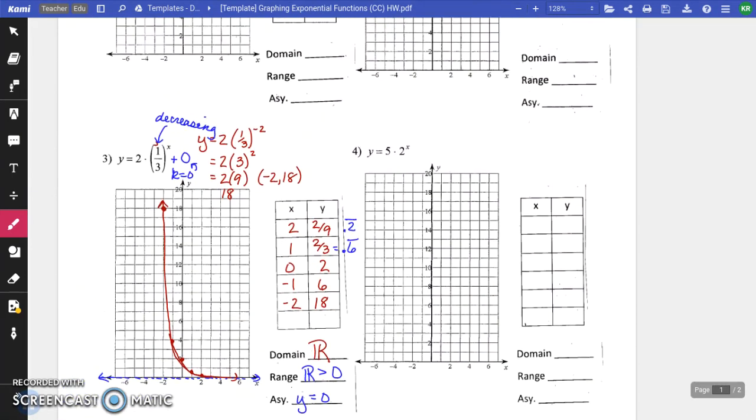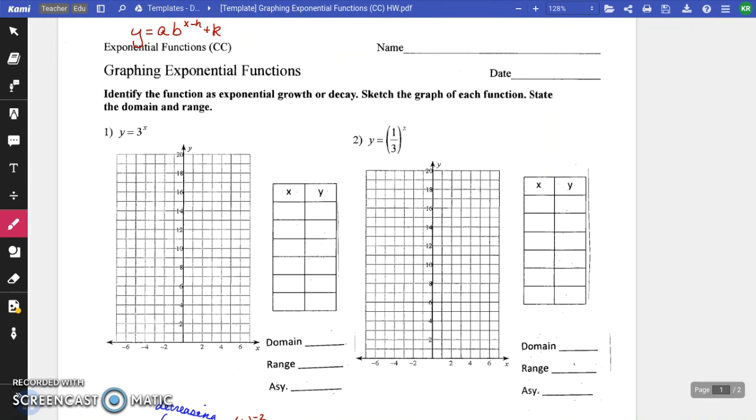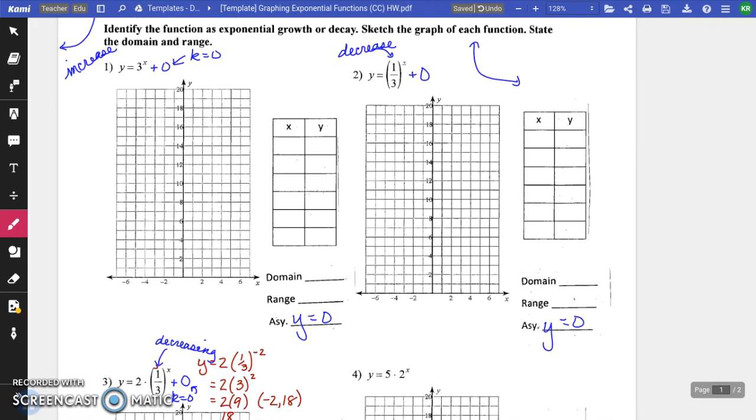So let's go back to the beginning, and we're going to run through. On number 1, it's going to be increasing, because it's a 3. 3 is bigger than 1, so you're going to increase. Your k is 0, so that means your asymptote's going to be at y equals 0. Okay. Number 2, you're decreasing, because 1/3 is less than 1. So you're going to be decreasing on this one. And again, your k is 0, so asymptote y equals 0.